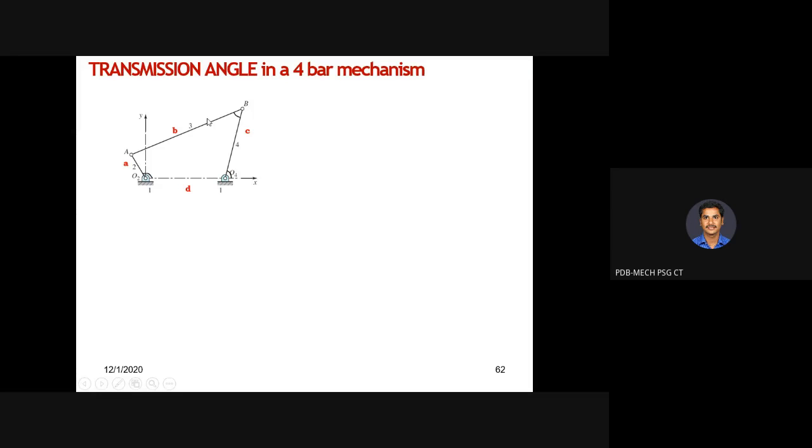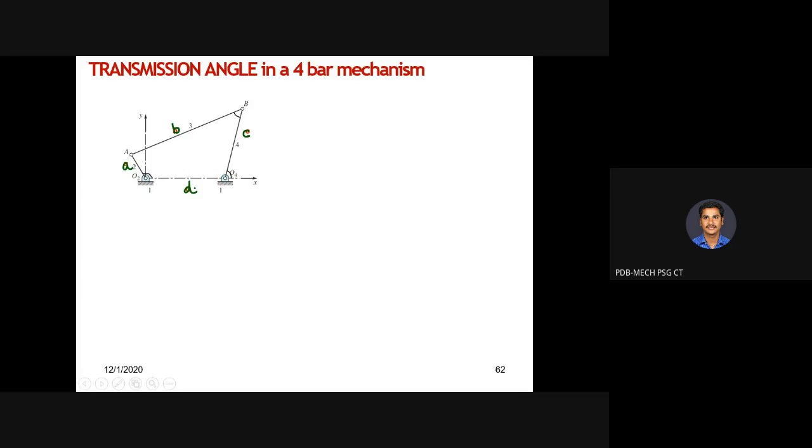What is the mechanism which is shown in the figure? 4-bar mechanism. Okay, let me explain the transmission angle concept with the 4-bar mechanism, in which we have 4 links. The crank link is called A, the coupler link is called B, the rocker link is called C, and the frame is called D.